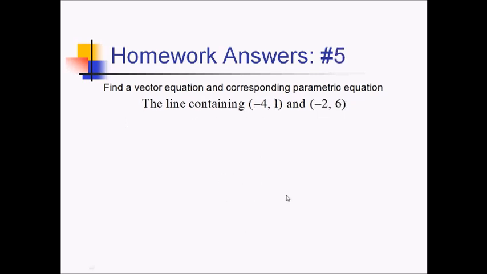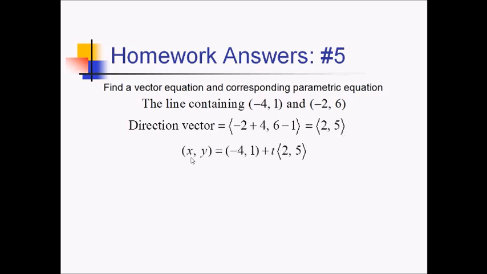For number 5, we want a vector and parametric equations for a line with these 2 points in it. Let's start by getting the direction vector by using the component form. So we've got -2 minus -4, or plus 4, and 6 minus 1. So that's a direction vector of (2, 5). We have then (x, y) equals the initial point, (-4, 1), plus t times (2, 5). For the x of the parametrics, we've got x equals -4 plus 2t. For y, we have y equals 1 plus 5t.